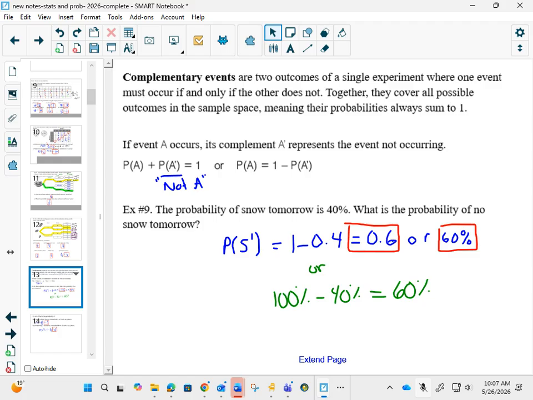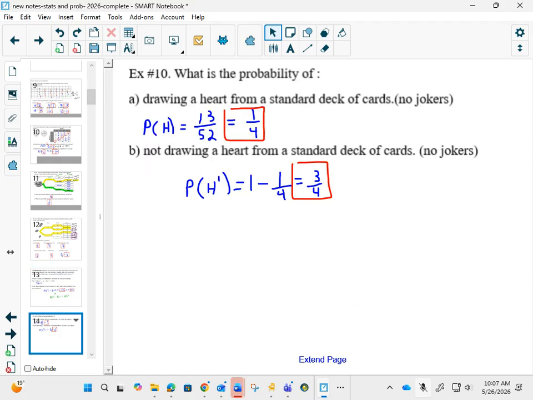How many cards are there in a deck? There's 52 cards in a deck, right? Is that with or without the jokers? Without the jokers. If you add the two jokers, there'd be 54.